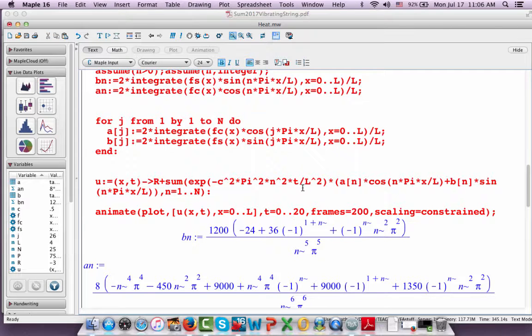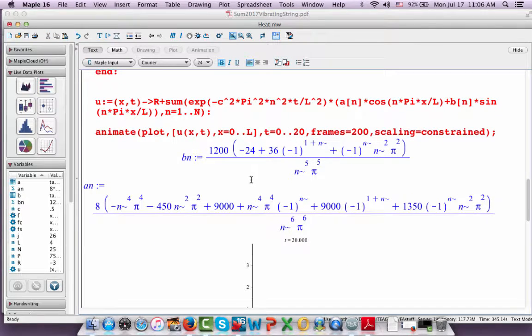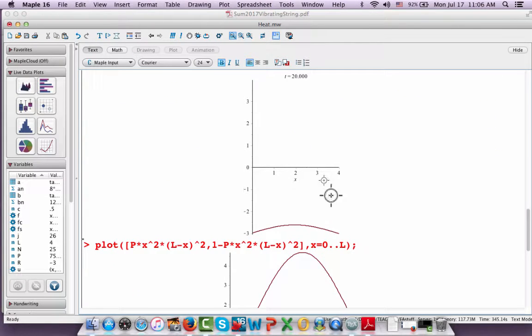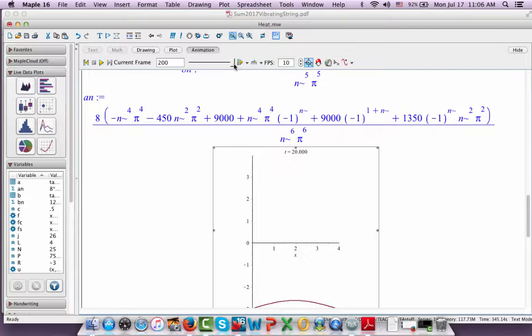I've already done this to save some time because it does take a little bit of processing time. You can see the formulas here are the same ones. The terms may be organized a little bit differently, but they're the same as we have in the notes. And here is our animation, which I've already run through, so let me start it over.